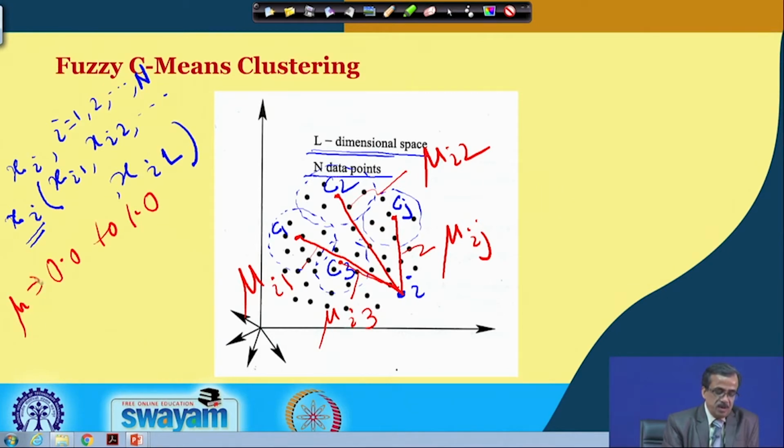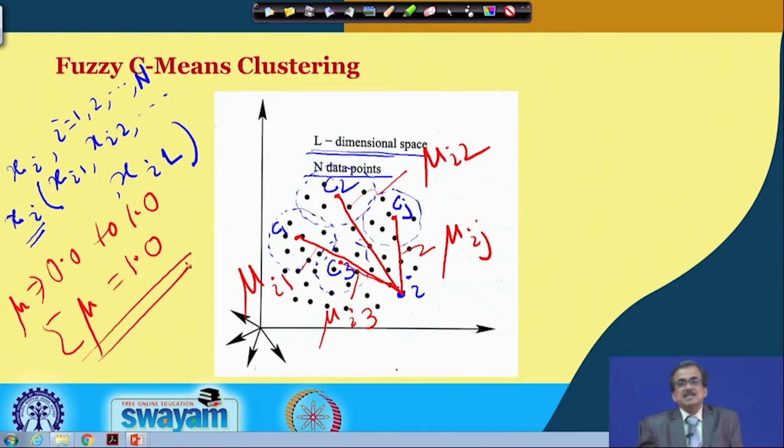So, mu indicates the membership function value, which varies from 0.0 to 1.0. This is the range for mu, and a particular condition has to be fulfilled, so that the sum of all the mu values becomes equal to 1.0. This is actually a functional constraint. Let me repeat: with respect to this particular i, we have different mu values with the different clusters, and the sum of all the mu values should be equal to 1.0, and that is nothing but the functional constraint. And what is our aim? Our aim is to find out the fuzzy clusters.